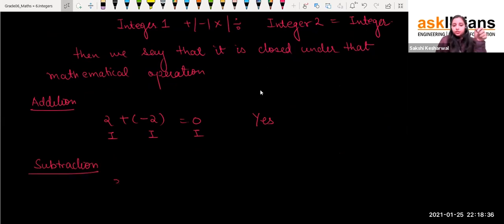If I take 3 minus 2, this is again an integer, this is again an integer, the answer is 1. So again an integer, so yes, it's closed under subtraction also, right?